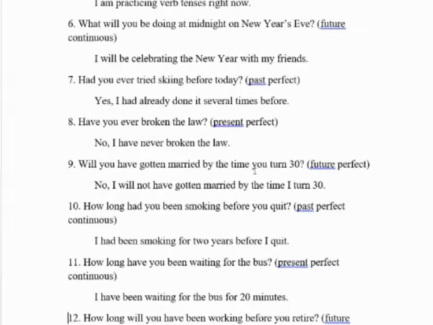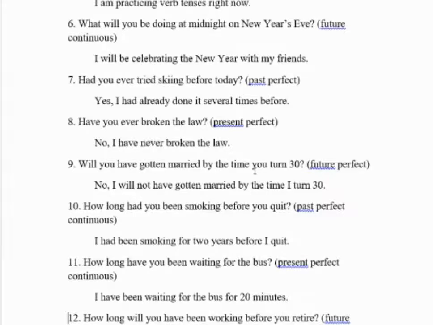Number 9, will you have gotten married by the time you turn 30? Future perfect. No, I will not have gotten married by the time I turn 30. Again, because we are using will, it remains the same. After will, we have to use have. We cannot use had.